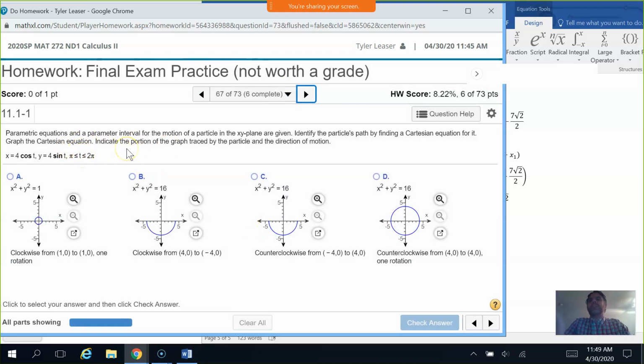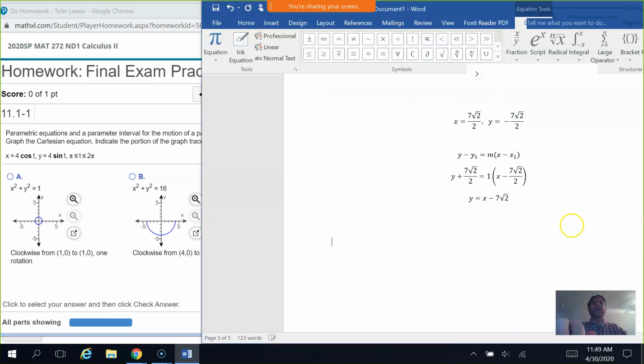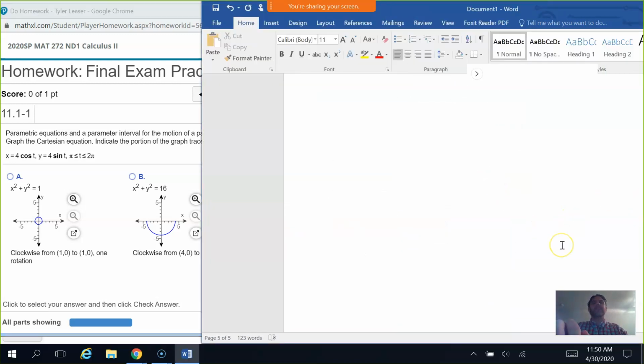Parametric equations and a parameter interval for the motion of a particle in the xy plane are given. Identify the particle's path by finding a Cartesian equation for it. Graph the Cartesian equation. Indicate the portion of the graph traced by the particle and the direction of motion. All right, so basically you're just trying to find the graph here. But it really does break it down. So let's look at breaking it down for what I could potentially ask on these homework questions.